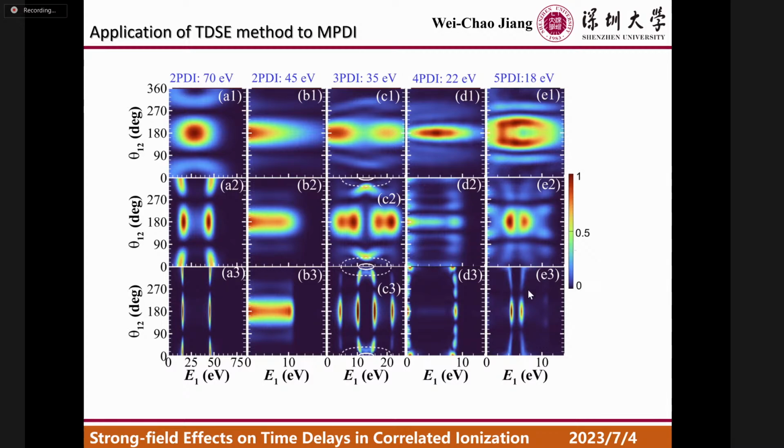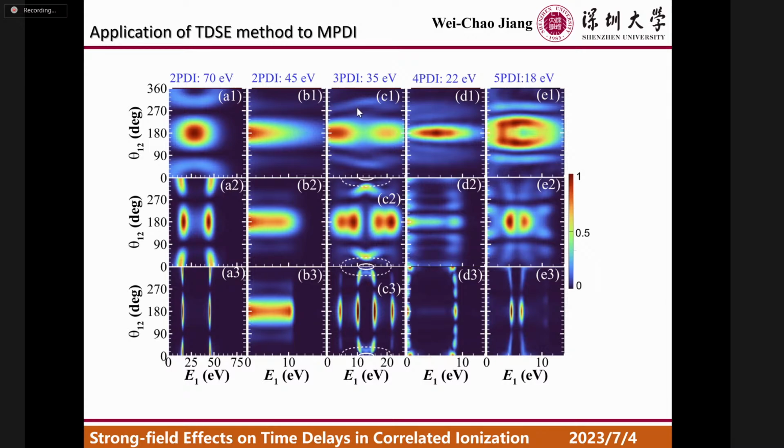As you can see, for the longest pulse in the third row, both sequential peaks can be identified when the electron angle is 0 or 180. It means when the two electrons are ejected in the same direction, forward to forward, or the two electrons are ejected back to back, for both modes, the sequential peaks can be identified.